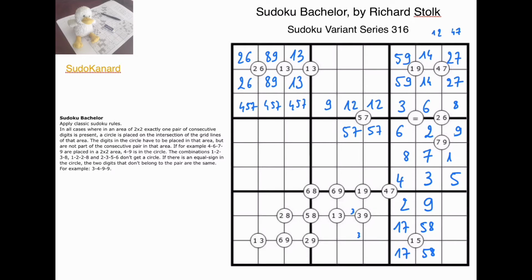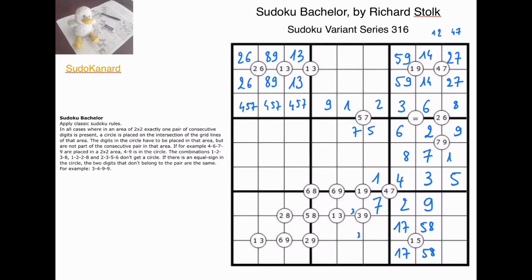We need a 7 here, but because of this, 7 goes there. This digit must be consecutive with 2 without being a 3, so it's a 1. Let's do some housekeeping, bookkeeping. I must be wrong somewhere. 2 and 3, they are consecutive.